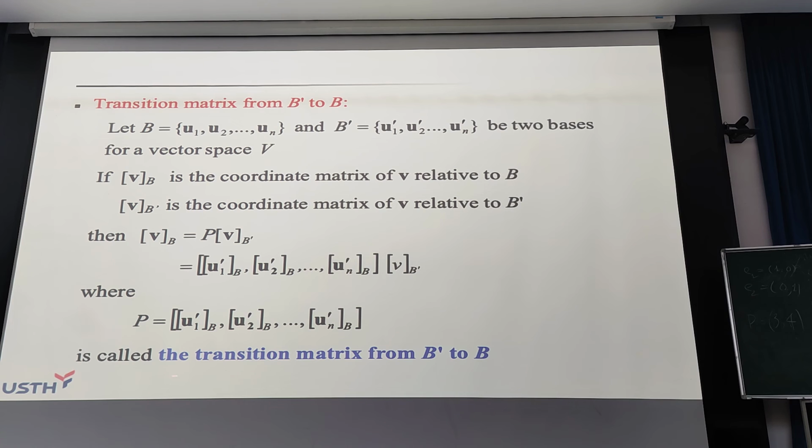Or you can say it P to be that one. And the matrix P will be called the transition matrix from B prime to B.